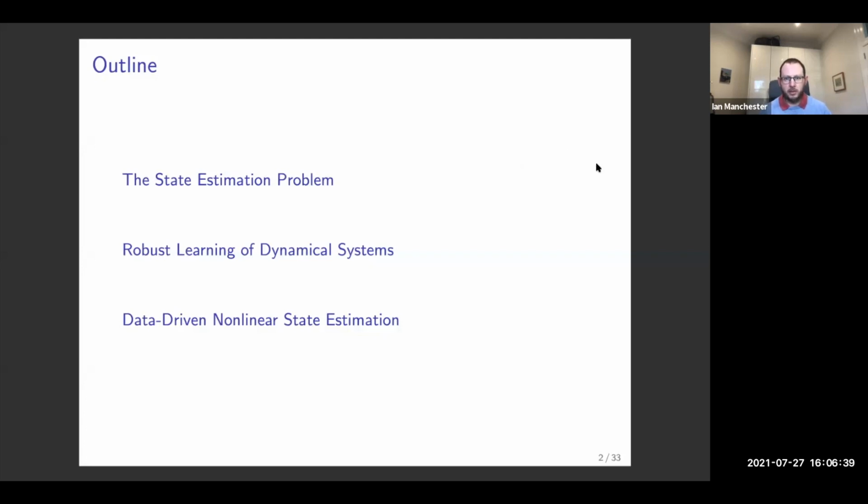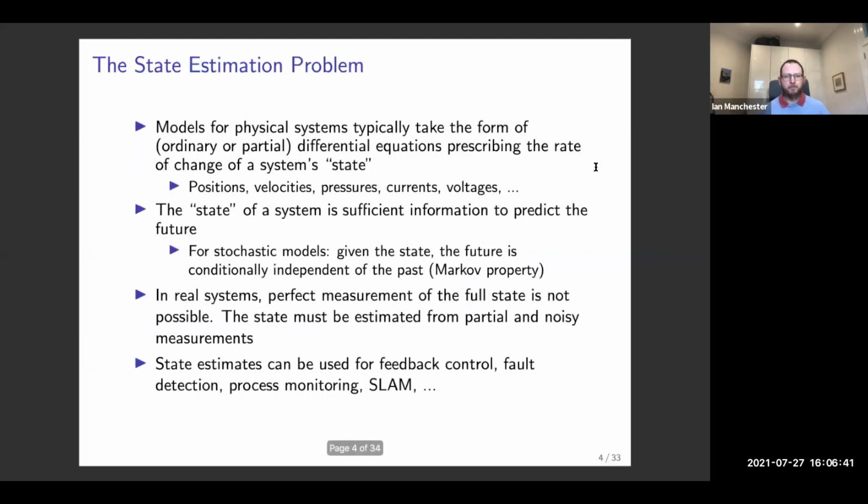Okay, so let's get started with state estimation. In general, as many of you will know, models for physical systems typically take the form of ordinary or partial differential equations describing the rate of change of some state. In physical models, these are typically positions, velocities, pressures, currents, and so on. But more generally, there are lots of different dynamical systems that we can associate the concept of a state with. Roughly speaking, the state of a system is sufficient information to predict its future.